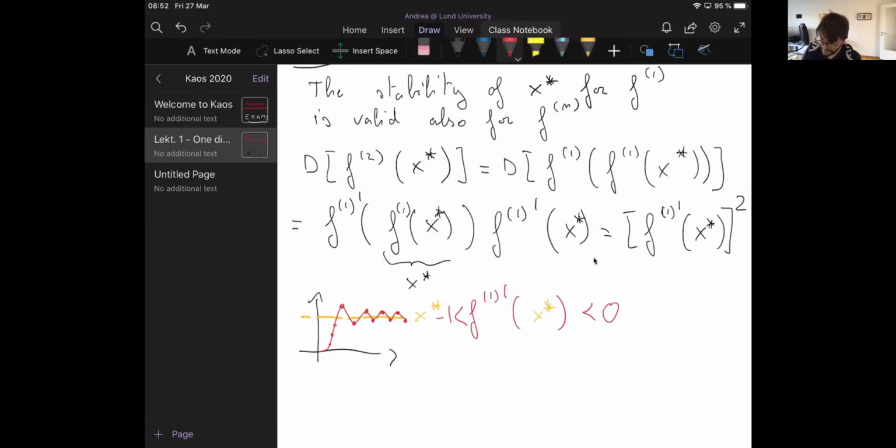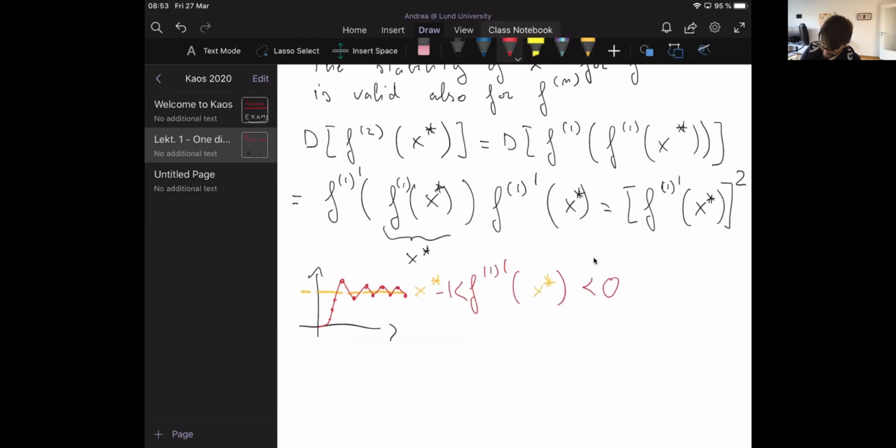So the fixed point x star is a stable fixed point because the absolute value of the f prime is lesser than 1, but it has this alternating behavior. But then f2 prime of x star will be greater than 0 because it will be the derivative of the first return map squared. So it will be greater than 0, but still lesser than 1. So it will still be stable, but approaching it monotonically.